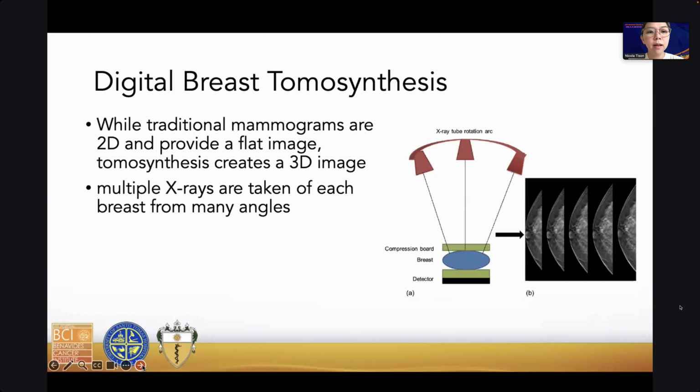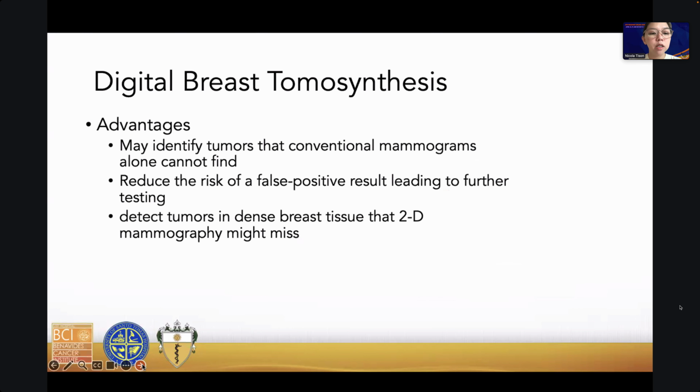Now, I'm sure you've encountered patients who have results of DBT, or digital breast tomosynthesis. It is similar to a mammo, but if a mammo is 2D, DBT gives us a 3D image because multiple X-rays are taken from each breast at many angles. The advantage is that it can identify tumors that conventional mammos alone cannot find, particularly in dense breasts, and it may also reduce the risk of a false positive result leading to further testing.